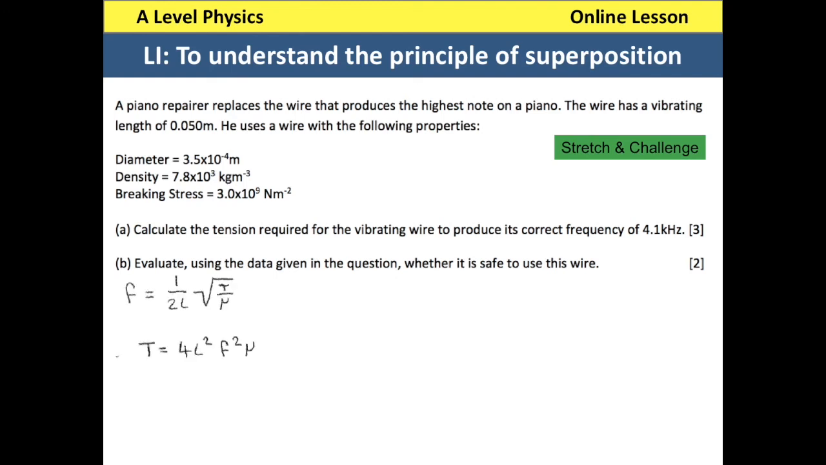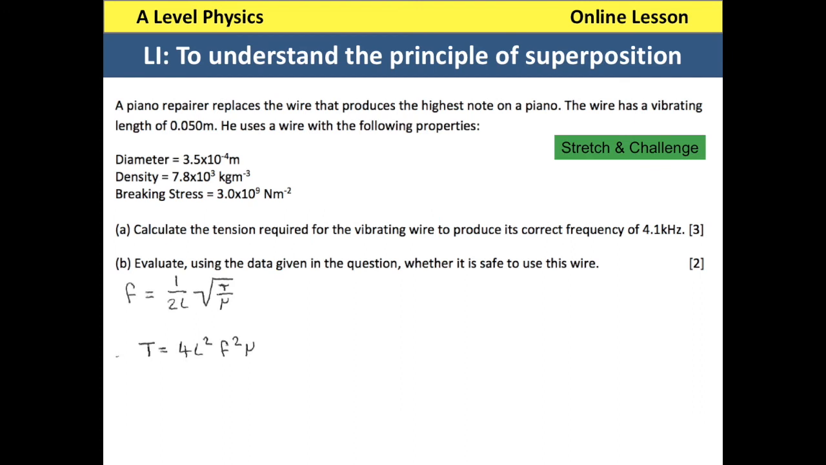So the equation that we need to use is 1 over 2L root T over mu, and we need to rearrange that for the tension. So to do that, we times by 2L to give 2LF equals root T over mu. Then we need to square that. To square 2LF gives us 4L squared F squared, and then we multiply up by mu to put a mu on the end. We now need to substitute values in.